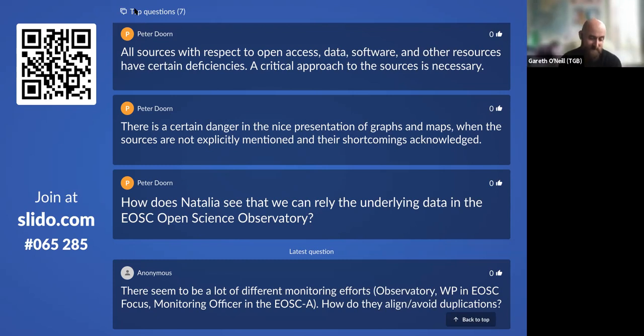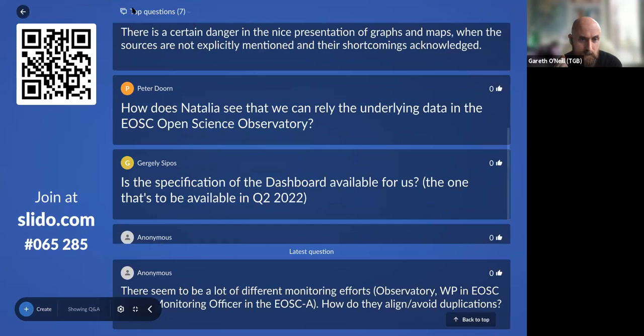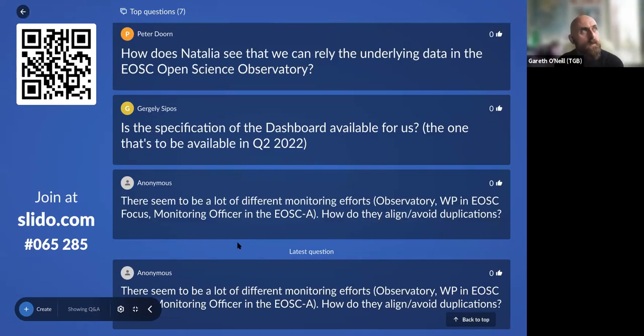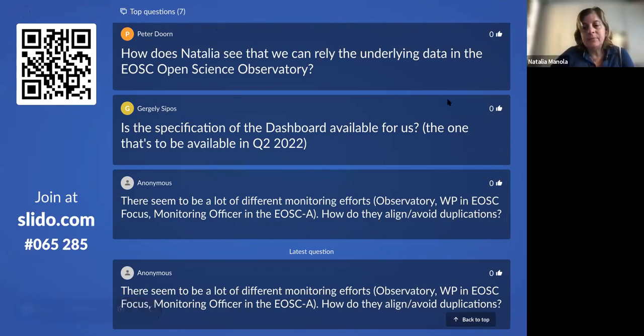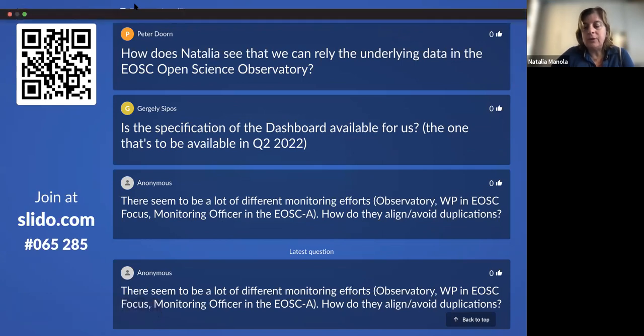Well, I think I get it from the two of us. But before I do that, I see Gergely had a question on the specifications of the dashboard. I'm not sure if we answered that. He's asking, are the specifications available for the dashboard? Natalia, do you want to take that one? Will the specifications of the dashboard at some point be opened up? Yes, yes. In the first quarter of 2022.